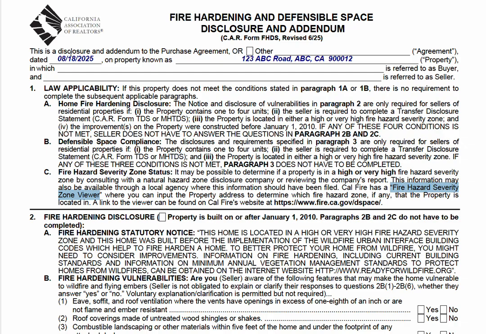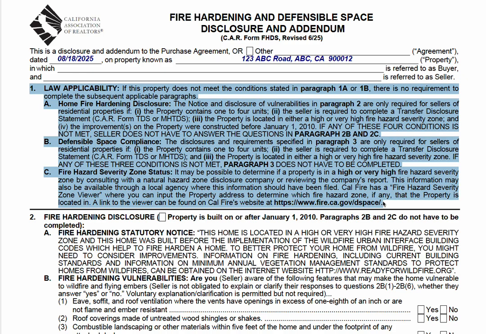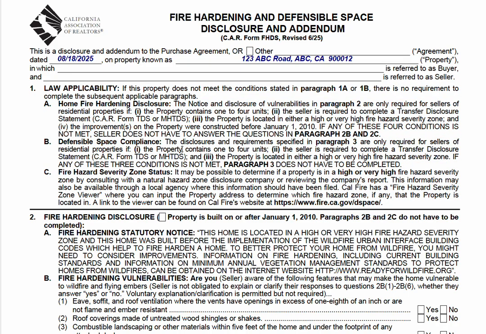So we start here by putting the date of the purchase agreement from the transaction, property address, names of the parties, and then section 1 explains when this is applicable. And to answer that, it's a seller of a residential property between 1 and 4 units that is also required to do a TDS form, transfer disclosure statement, which is the majority of sellers, and that property must be in a high or very high fire hazard severity zone.